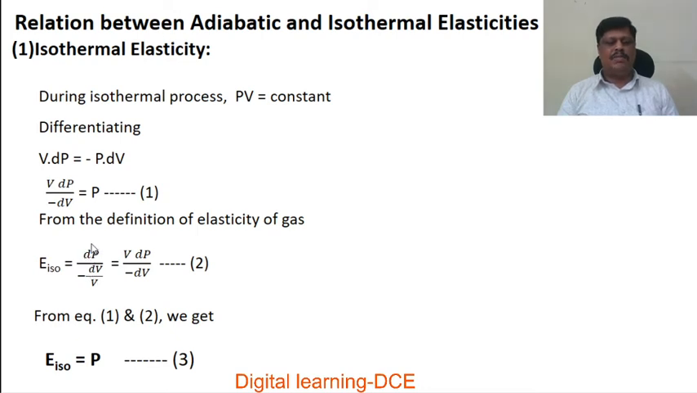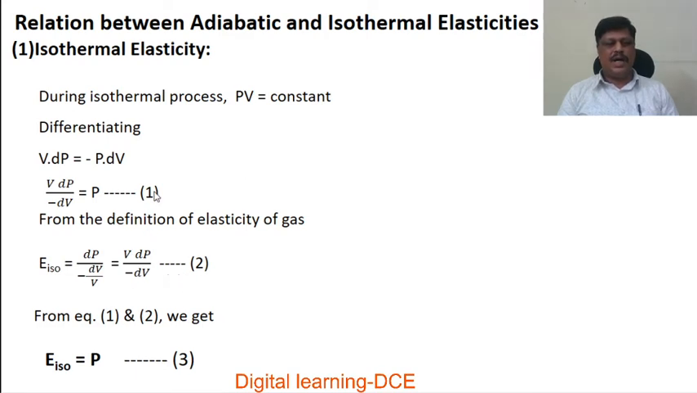Volume stress is given by force per unit area, and it is represented by pressure, that is, change in pressure. The volume strain is given by the ratio of change in volume to the original volume. This is called the elasticity, or bulk modulus of elasticity, in the isothermal process. By rearranging this equation, we get V dP over minus dV. Call this equation 2.